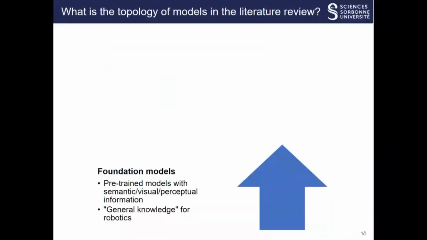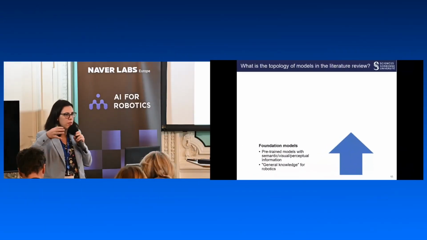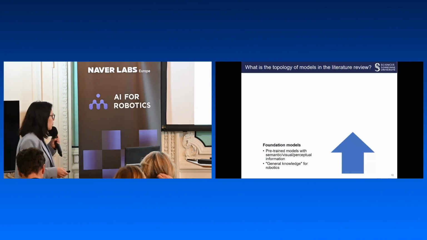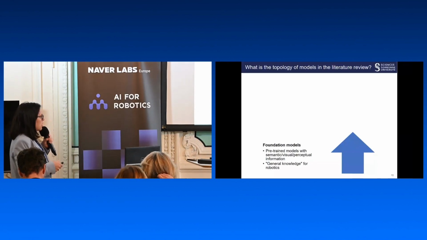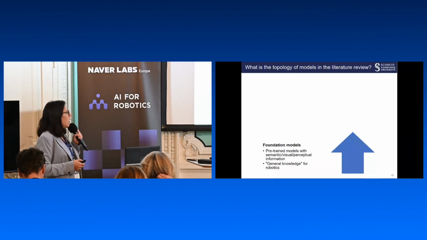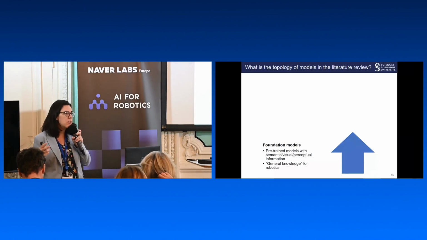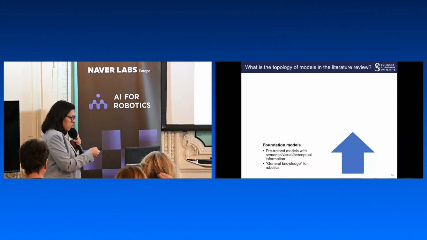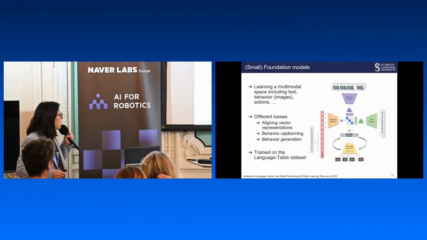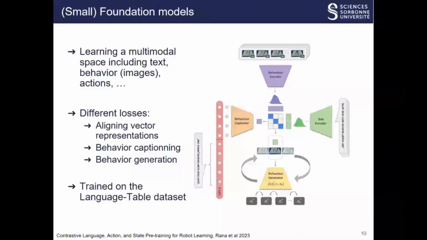And on the opposite side of the topology of models, you have what we call foundation models, or visual language models and multimodal language models, which are pre-trained models with semantic, visual, and perception information, and might be assimilated to general knowledge of robotics. So here is an example. We have the model CLASP.